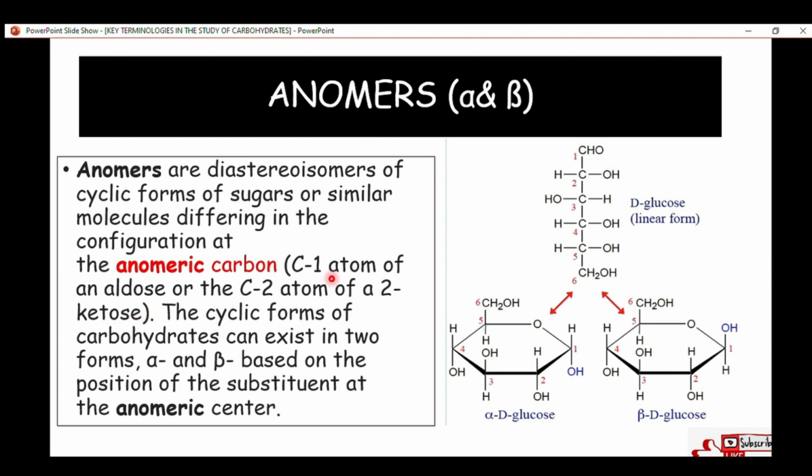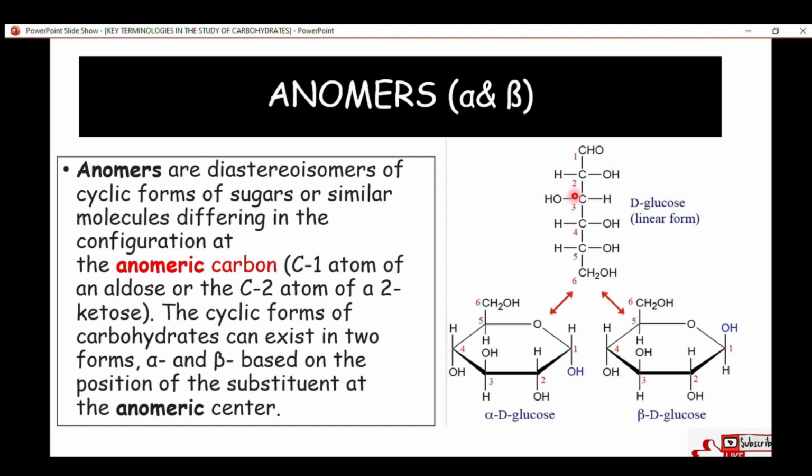Okay, so when we talk about anomer in the simplest form, we have an alpha anomer and we have a beta anomer. So the cyclic form of carbohydrates can exist in 2 forms: the alpha form and the beta form. These are based on the position of the substituent at the anomeric center. So the anomeric carbon is carbon 1 of any sugar represented in the Haworth projection.